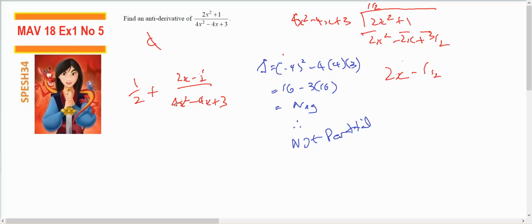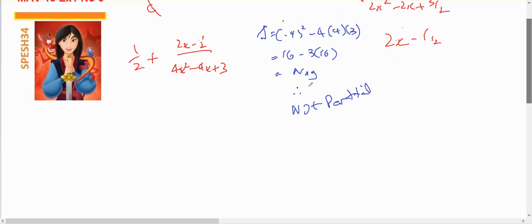Maybe if I complete the square, maybe if I find the derivative. So what is the derivative of the bottom? It's going to be 8x minus 4. I've got a 2x. So if I had 2x minus 1 at the top, I could find the derivative by multiplying it by 4. So I'd have to have 2x minus 1 plus 1/2.